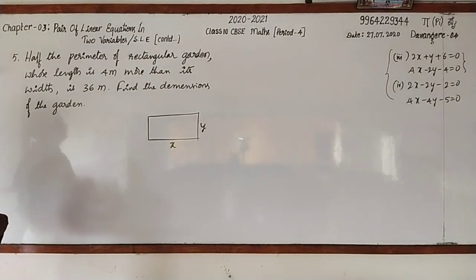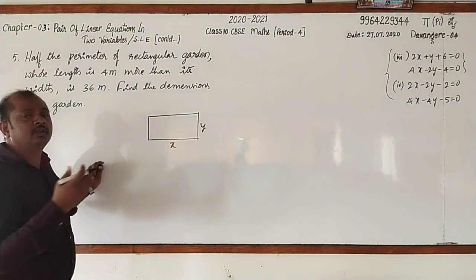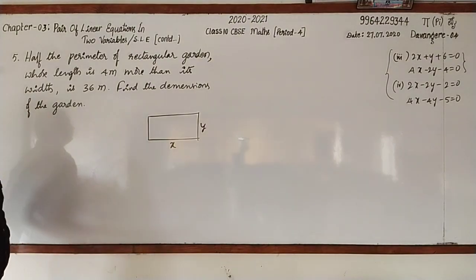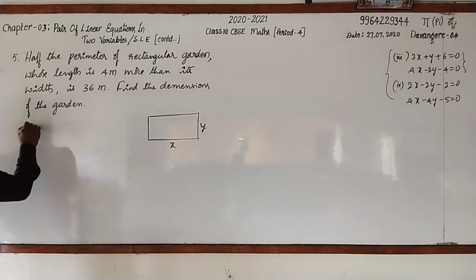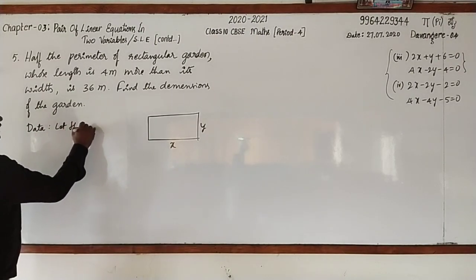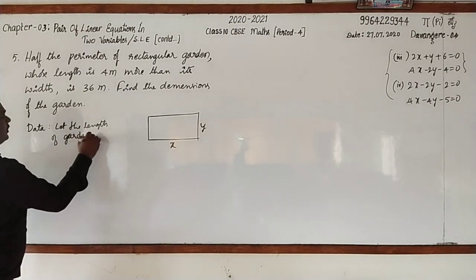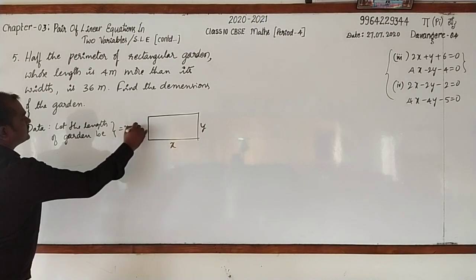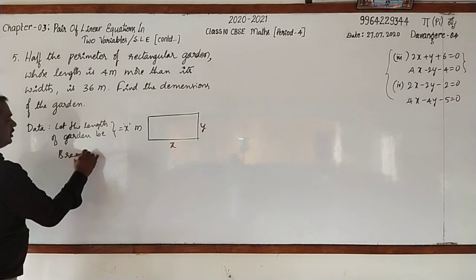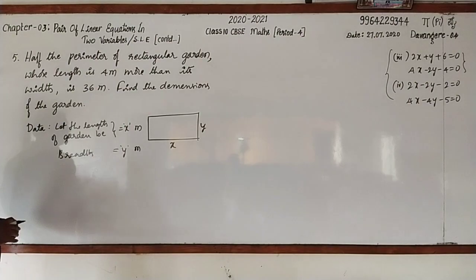How to find that out? We have learned only the graphical method. They have not mentioned any particular method. You can go for any method you want to find out the length and breadth. Okay? Yes. Here, first I'll write the data. Let the length of the garden be x meter. Then the breadth of the garden is equal to y meter. Hope that you have understood.